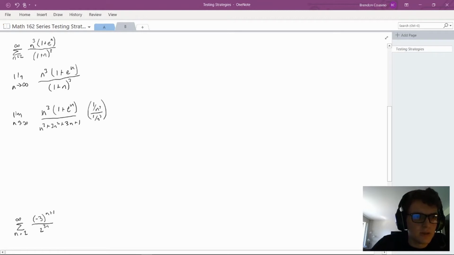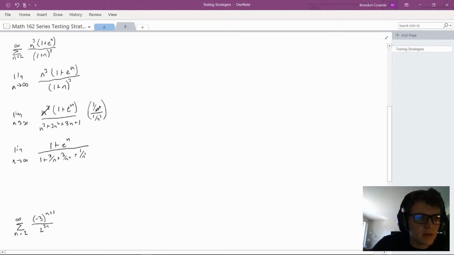Okay, so on the numerator, our n cubed is going to cancel. And on the denominator, I'll go ahead and write it out. So the limit as n approaches infinity. It looks like on the numerator, we're just left with 1 plus e to the n, divided by 1 plus 3 divided by n plus 3 divided by n squared plus 1 divided by n cubed.